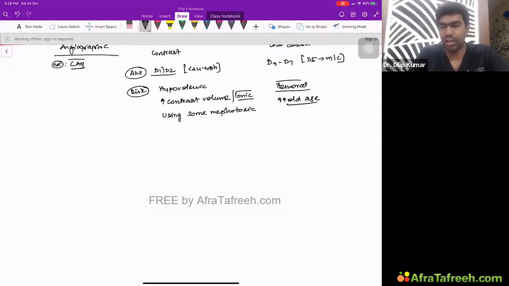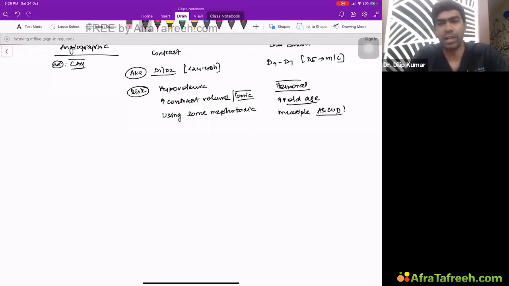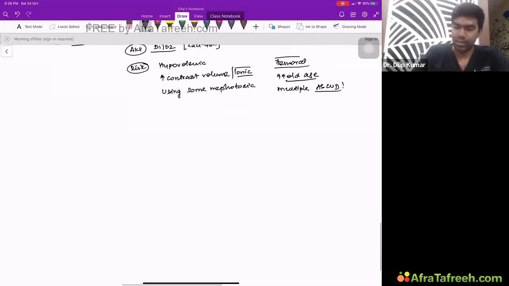Then probably patients who are having multiple ASCVD. Already the patient is a known case of stroke, the patient is a known case of renal artery stenosis. So multiple other atherosclerotic cardiovascular diseases are there. So these are the patients who are at high risk of developing atheroembolic disease. But nevertheless, as far as the symptoms are concerned, usually they will be completely asymptomatic in contrast nephropathy.